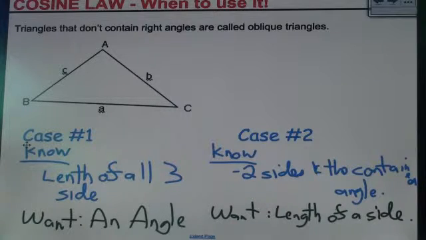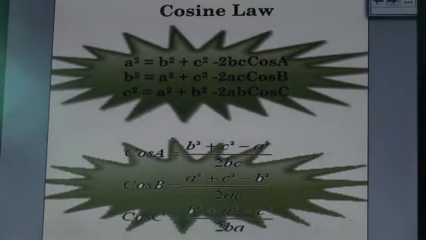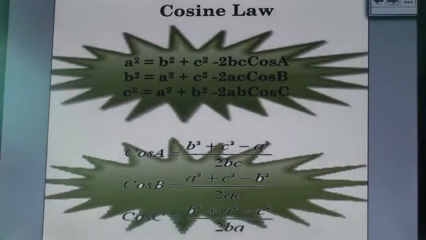So again, just to review, case one, we know the length of all three sides, and we are looking for one of the angles inside, or we can use the cosine law if we know two sides, and that contained angle, again, the angle in between them, and we want the length of a side, which really is the only other side of the triangle. So the cosine law, in review.